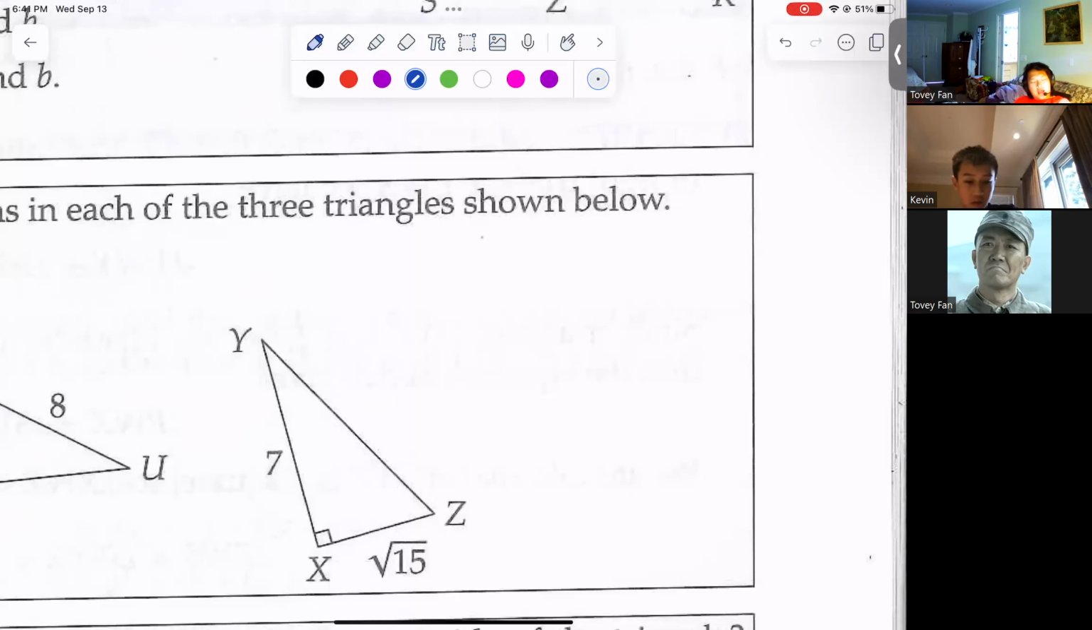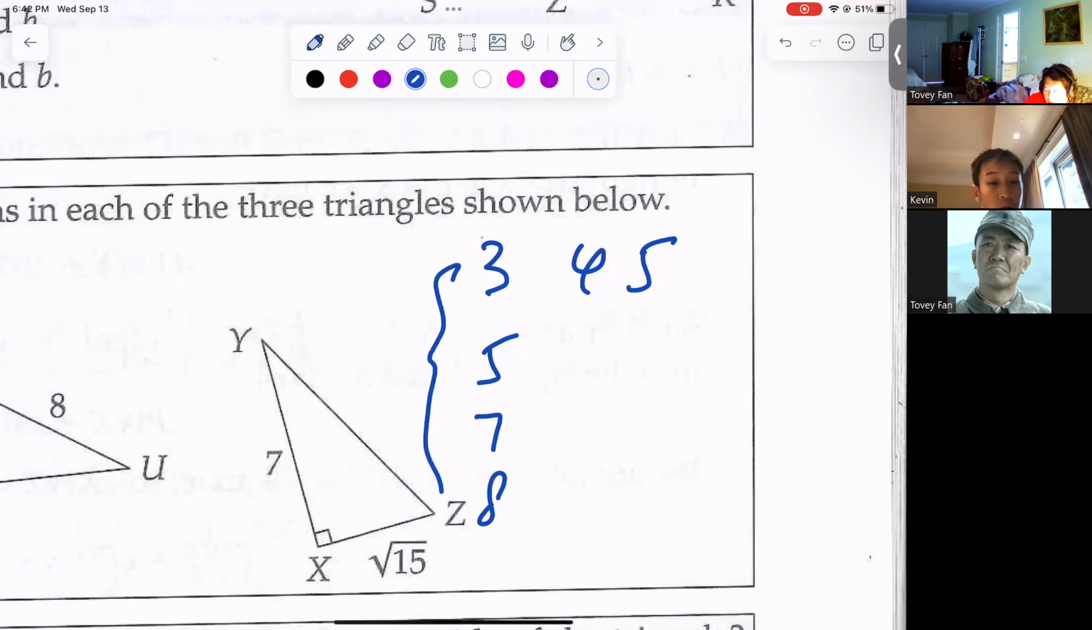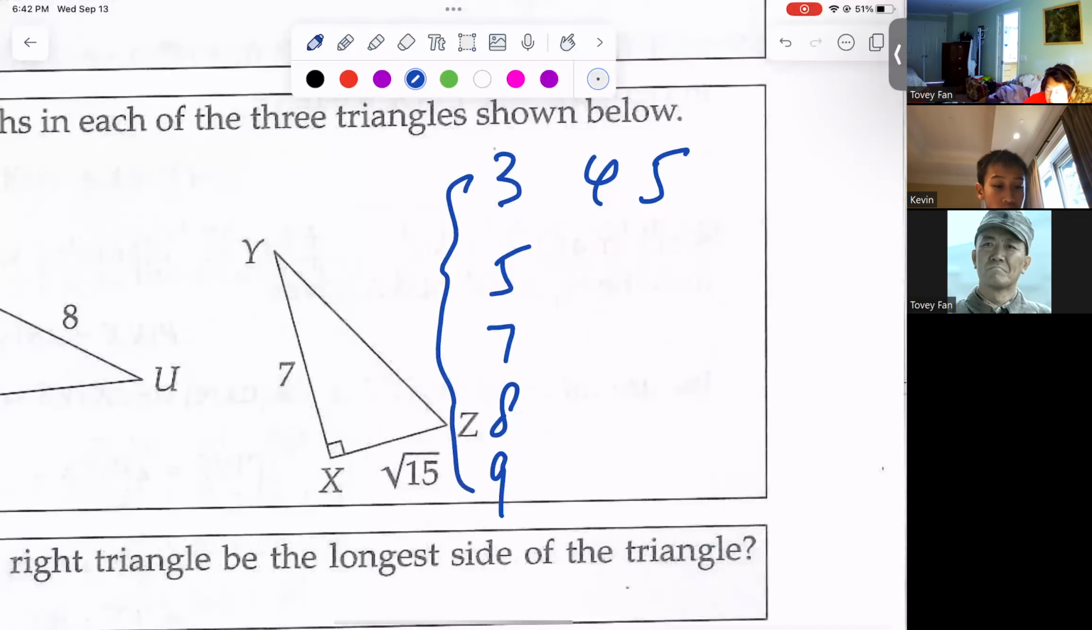So what Pythagorean triples do we have other than 3, 4, 5? Don't remember? Okay, let's write it down again. There's 3, 4, 5. There's one starting with 5, one starting with 7 and 8. Our goal is to remember these four at least. There's also 9, 40, 41, but 9, 40, 41 is not that common.